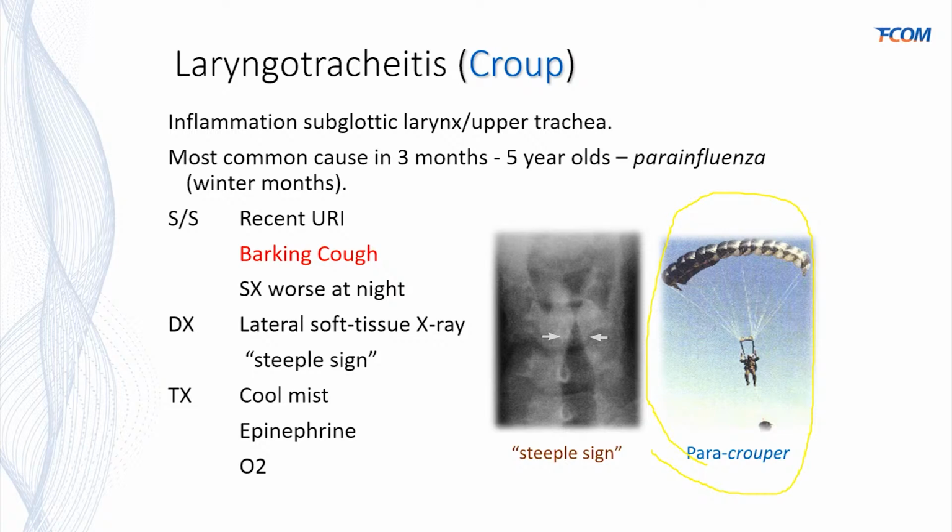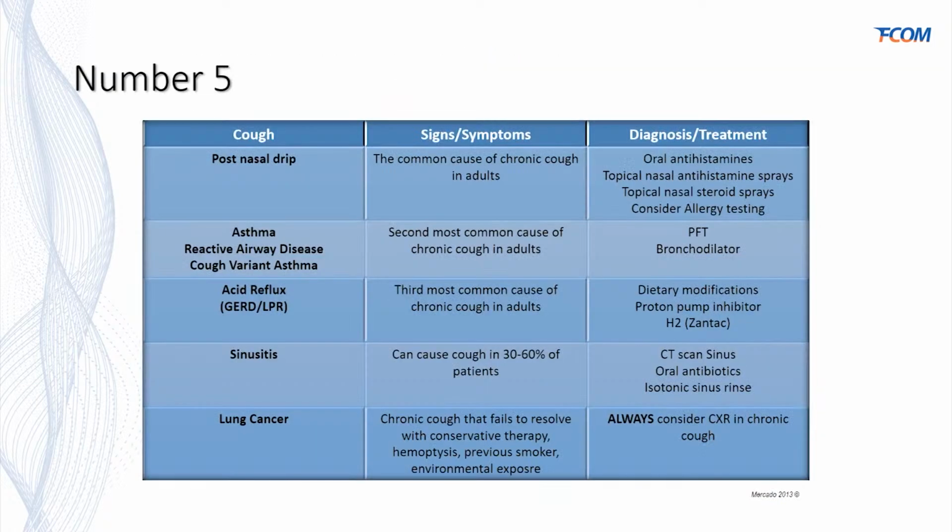If you want to confirm this, you can get a lateral soft tissue x-ray, which will confirm a steeple sign. These patients are usually treated with cool mist, epinephrine, and oxygen. This is a nice little table that breaks down the signs and symptoms of the most common cause of cough. Second most common cause is reactive airway. This should be quantified with a pulmonary functions test.